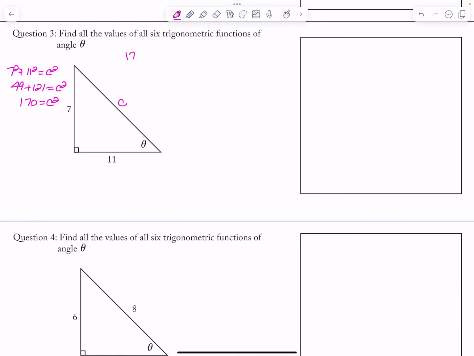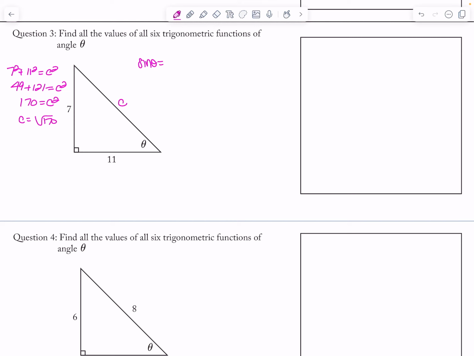Excuse me. 170 divided by... oh my goodness, I cannot write tonight. 8, 16... 10, 5... okay, well, it does not look like it's nice. No perfect squares come out of this. So, c is equal to root 170.